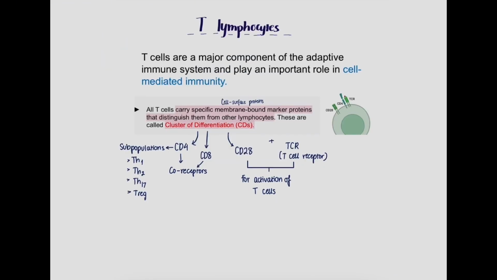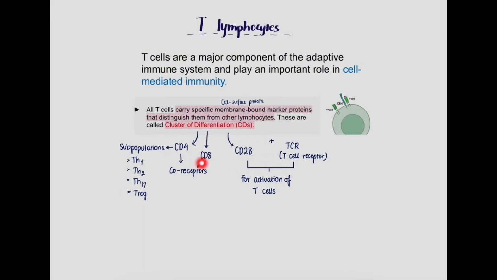So our main focus is going to be about T lymphocytes, which are a major component of the adaptive immune system, and they play an important role in cell-mediated immunity. So how do we differentiate T lymphocytes from other cells? It's through the presence of specific membrane-bound marker proteins or cell surface proteins known as cluster of differentiations. So we have several of them. We have CD4, CD8, and CD28.